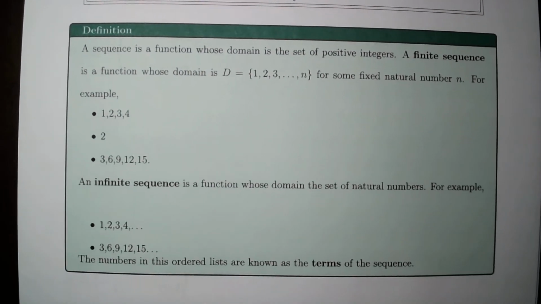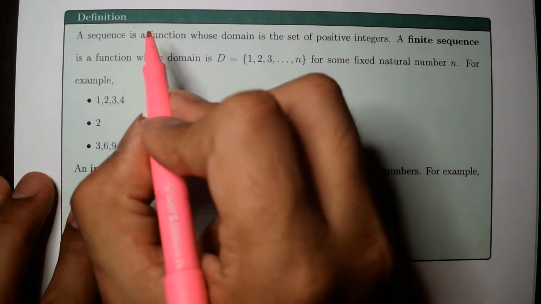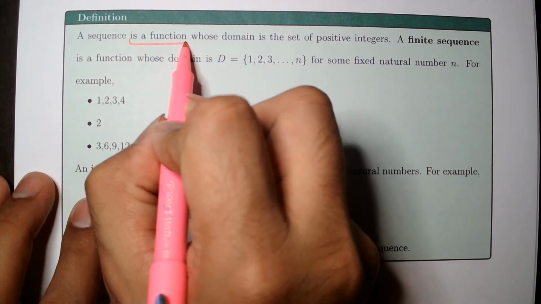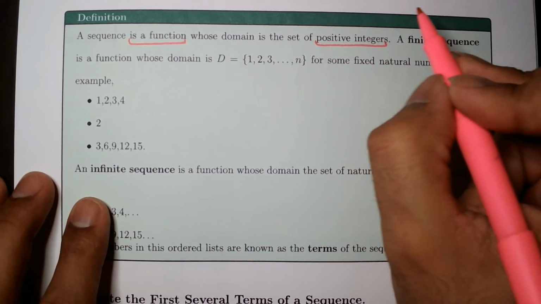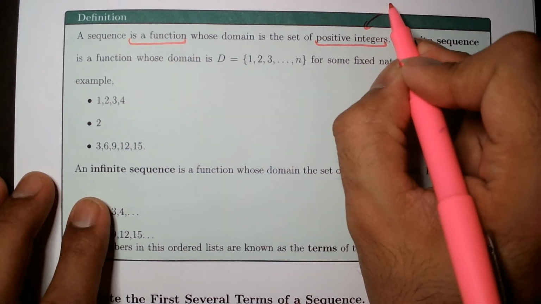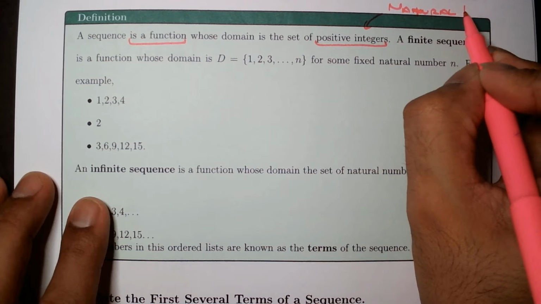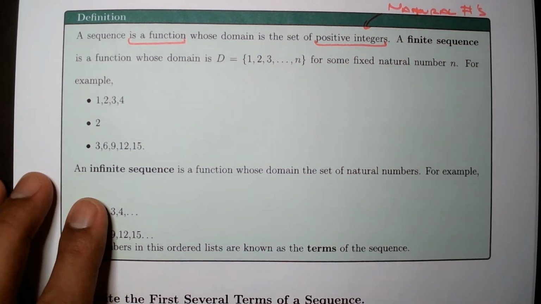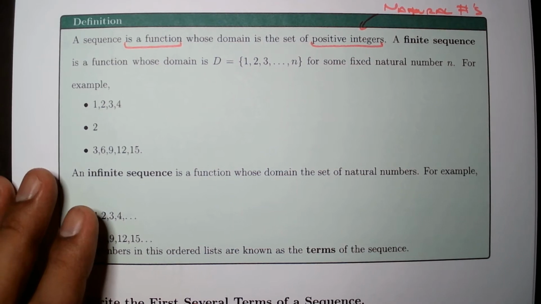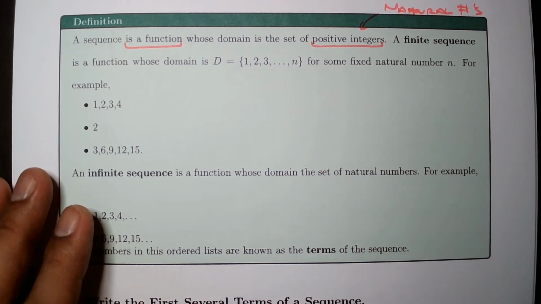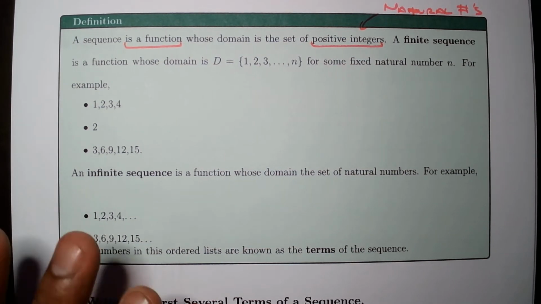So let's define what a sequence is. You can always think of a sequence as a function whose domain is a set of positive integers, also called natural numbers. That is numbers that go 1, 2, 3, 4, 5, no decimals, only positive integers, from 1 to infinity if we will.